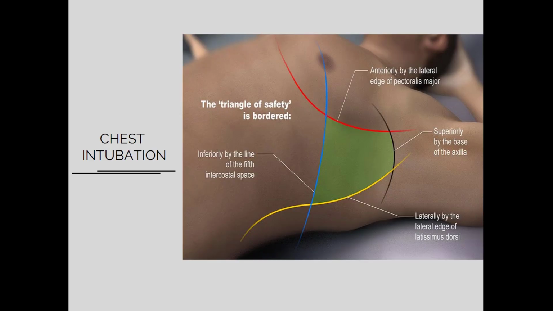Whenever we are talking about thoracic trauma, remember that the chest intubation triangle, that is the triangle of safety, is very important to remember. What are the boundaries? This is a very frequently asked question.